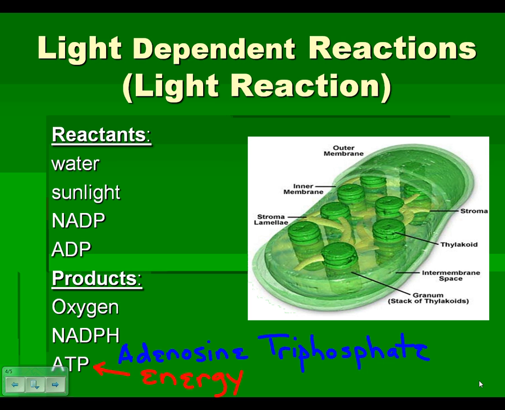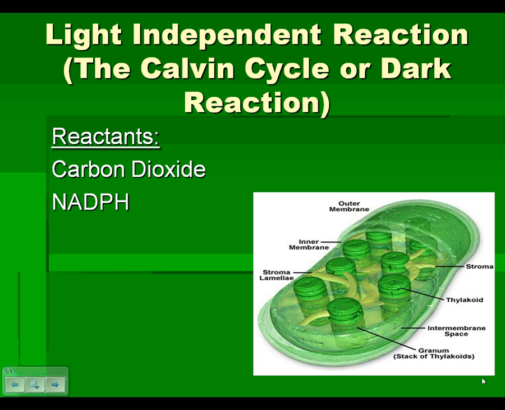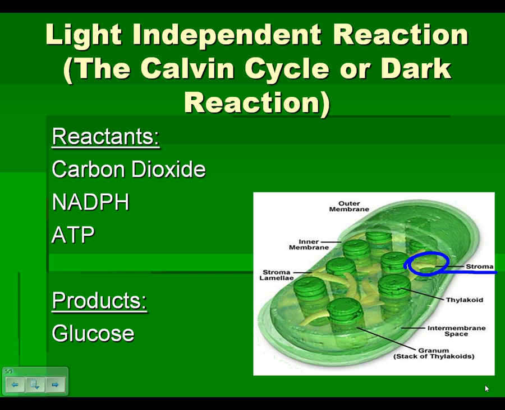The products from this reaction, we will see those are used during the dark reaction, also known as the Calvin cycle or light-independent reaction, because this reaction can occur in the absence of light. What's needed for this reaction happens to be carbon dioxide, NADPH, and ATP. Our product for the dark reaction is glucose. And remember, that's the food source for the plant. And the dark reaction occurs in the stroma, which is located in the chloroplast.